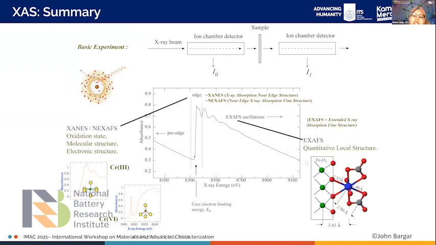And as for the EXAFS, from the EXAFS oscillation, we can quantitatively determine the local structure, such as the distance between the atom to the nearest neighbor, and then we can define also what kind of atom is at the first nearest neighbor, and also the coordination number.